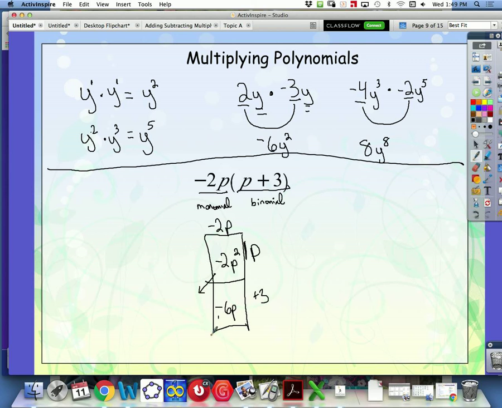Then we just bring our answers down diagonally, adding where we can, and that gives us negative 2p squared minus 6p. So I can rewrite my answer as negative 2p squared minus 6p. And you are done. So using this box is going to help you stay organized, especially as we get larger.